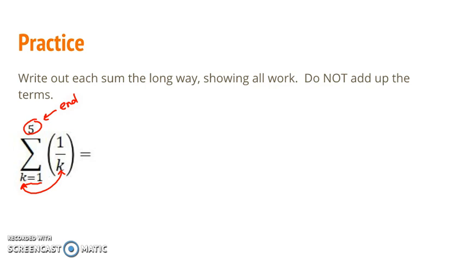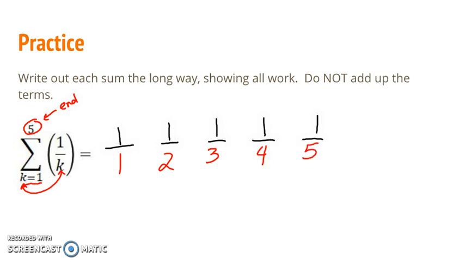Okay? So, I'm going to start out with 1. So I've got 1 over, my first k value is 1. Then I've got 1 over, my second k value is 2. Then I've got 1 over 3. 1 over 4. And then last, I've got 1 over 5. Again, how do I know that I'm going to end with 5? Well, that is the value that is on top of my summation.